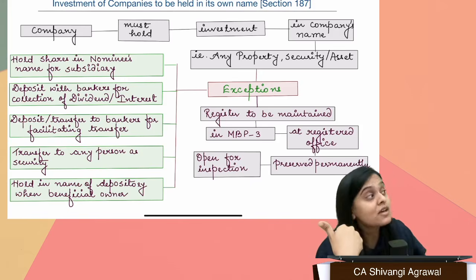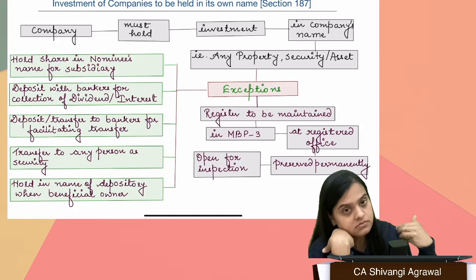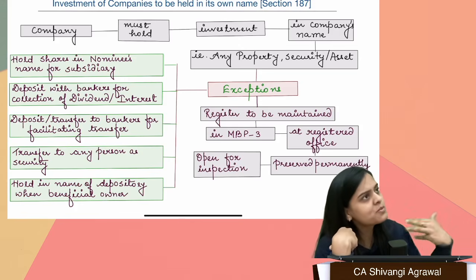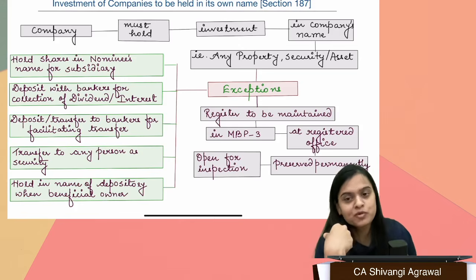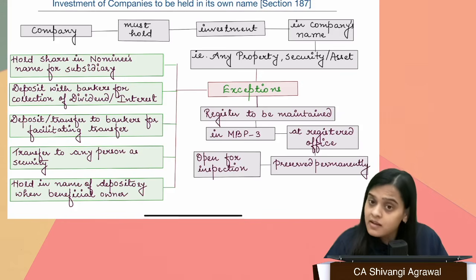If I am giving it as a security to the bank because I've taken a loan from the bank, it is allowed. If my deposits, my investments are in the name of the depository, undoubtedly if the shares are in demat form, that is how it will be. So that is again allowed.